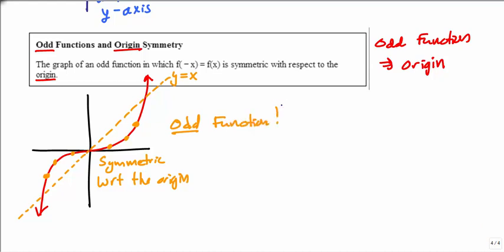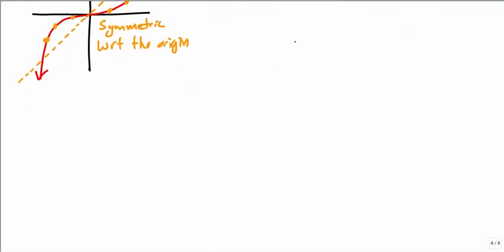Now, not every function is even or odd. There's also the case of neither. So a lot of times in a problem, you'll be asked to find, is this function even, is it odd, or is it neither? So let's go ahead and look at a few graphs and try and determine those.